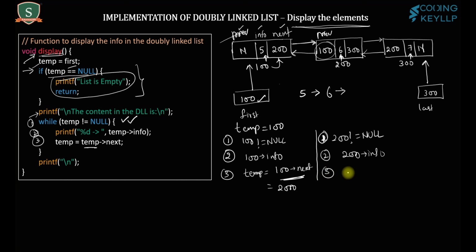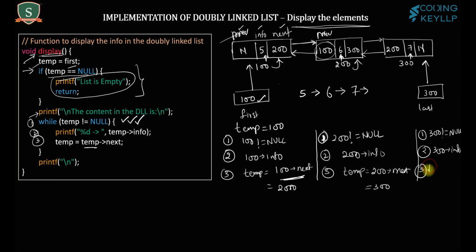In the next step, temporary is equal to 200 of next. So what is 200 of next? It is 300. So we are assigning 300 here. What is the first step? 300 not equal to null. So the condition is successful. Next, second step, 300 info. So what is 300 info? 7. 7 will be printed.